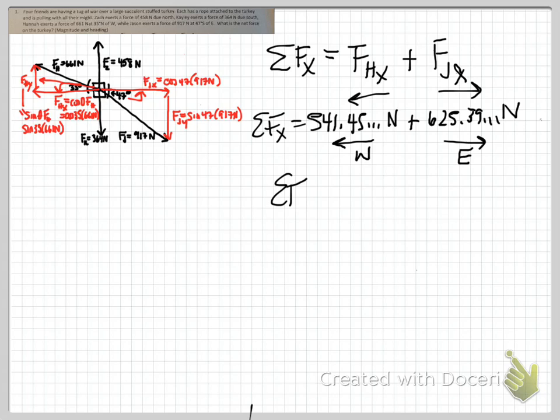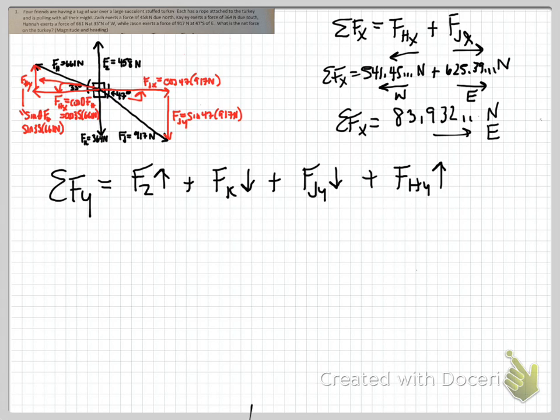So when we add them, and again, how you handle the signs here is up to you, whether you choose to use a conventional Cartesian coordinate system and assign values, or you choose to make the larger number the positive. What we get is 83.932 etc. newtons to the east. Now, time to do our sum of forces on the y. So when we list all of our forces on the y-axis, we have the force of Zach to the north, the force of Kaylee to the south, the force of Jason on the y, which is south, and the force of Hannah on the y, which is north.